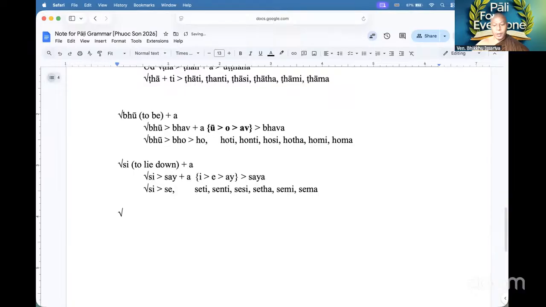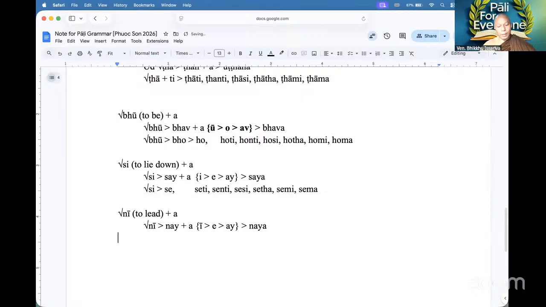Root ni, to lead, we have already learned. This one also comes with the conjugation sign a. So root ni and the a sign: at that time it becomes naya by changing the same process, E becomes A becomes aya. But at that time, the base is naya: naya di, naya ndi, naya si, naya ta, naya mi, naya ma.